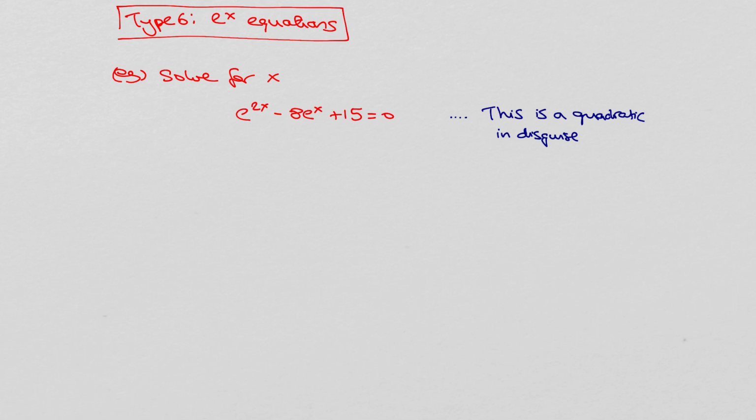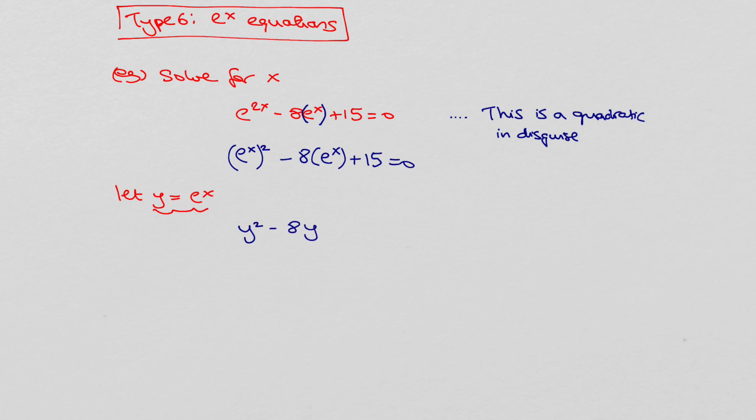So if I put brackets around this term here in the middle, the e to the x, then I can take this equation and write everything in terms of e to the x. So e to the 2x could be written as (e to the x) squared minus 8 times e to the x plus 15 equals 0. And now to make it look exactly like a quadratic, we could say, well, let y equal e to the x. And now all of a sudden, wherever there's an e to the x, if I put y, we can clearly see that this is a quadratic that we're used to seeing.